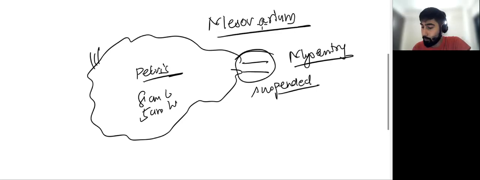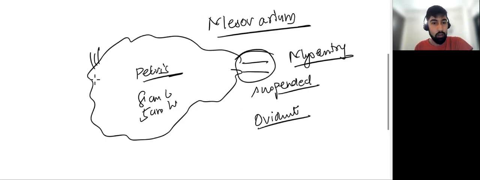Mesovarium. Now, if we talk about the fallopian tube, it is also called the oviduct, right? So let me just draw the structure of the fallopian tube. I hope the ovary is clear. We'll be discussing the histology, how exactly gametogenesis takes place in the ovary. Meanwhile, let's dive deep into the anatomy of the oviduct.